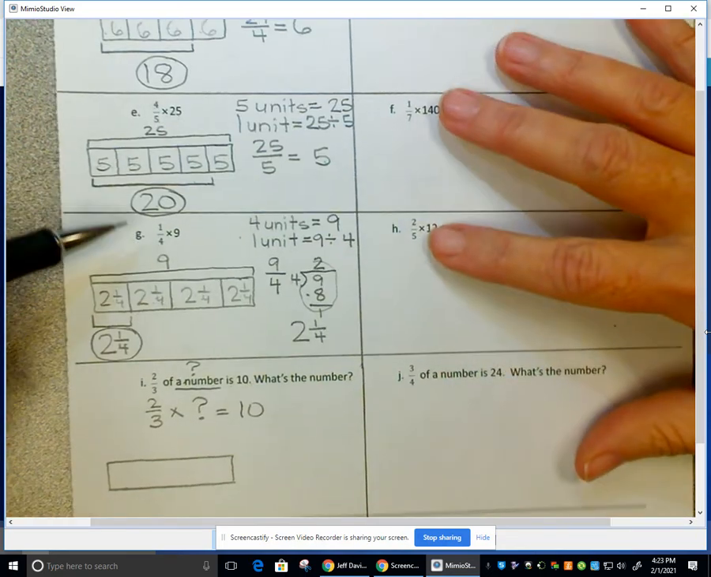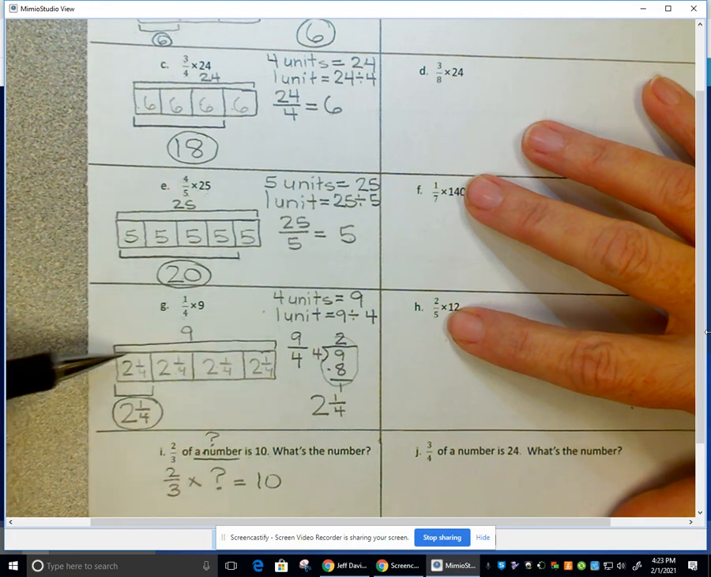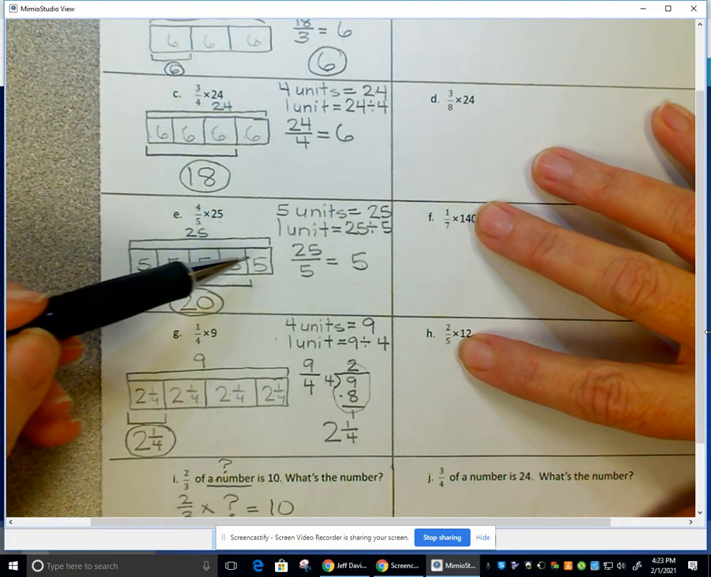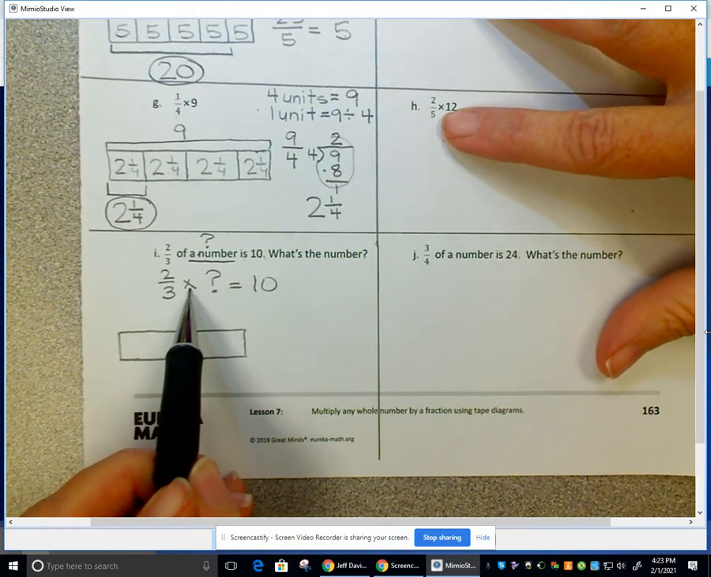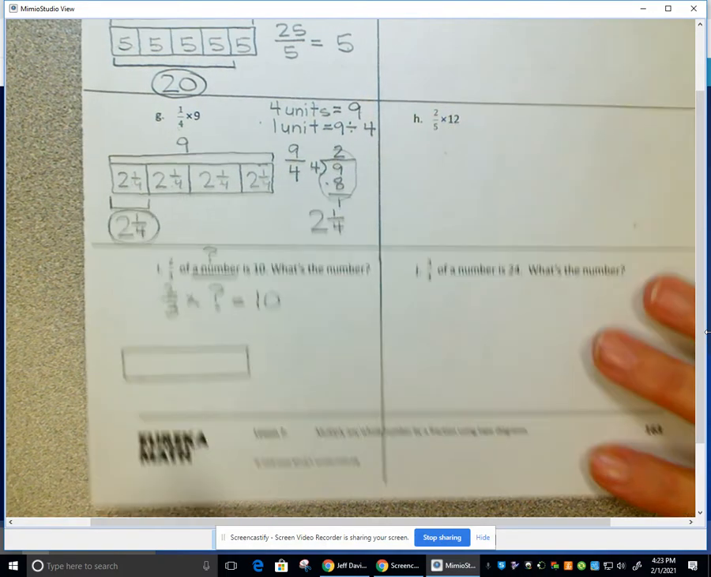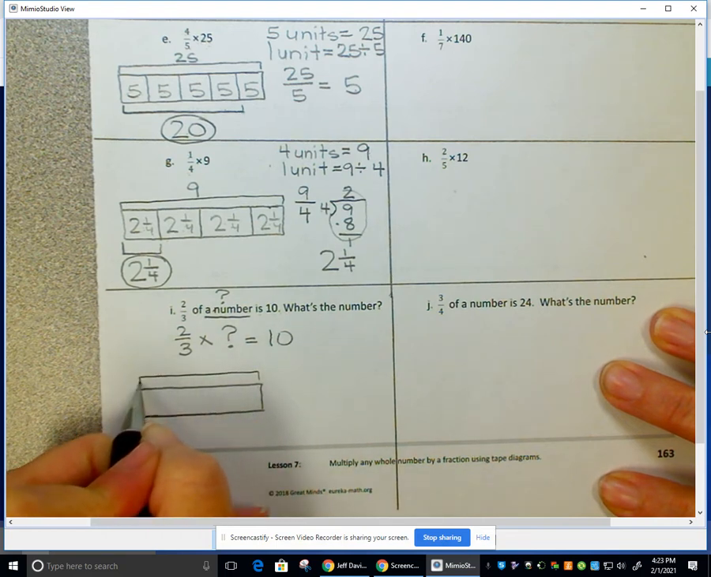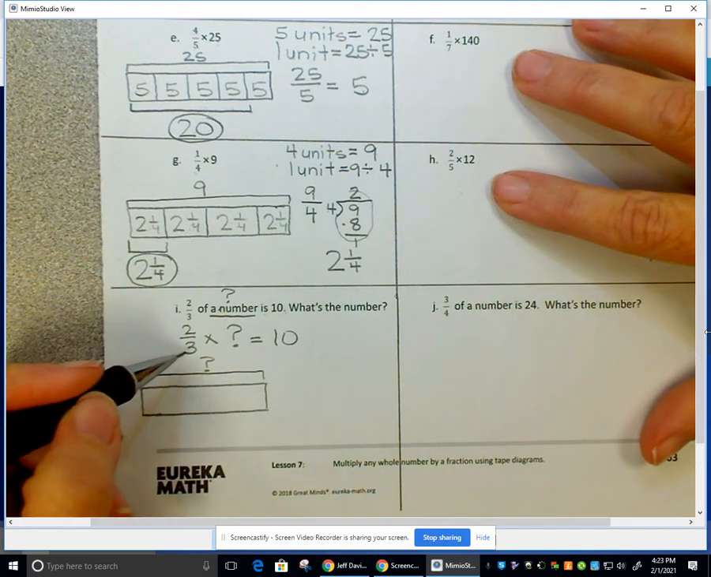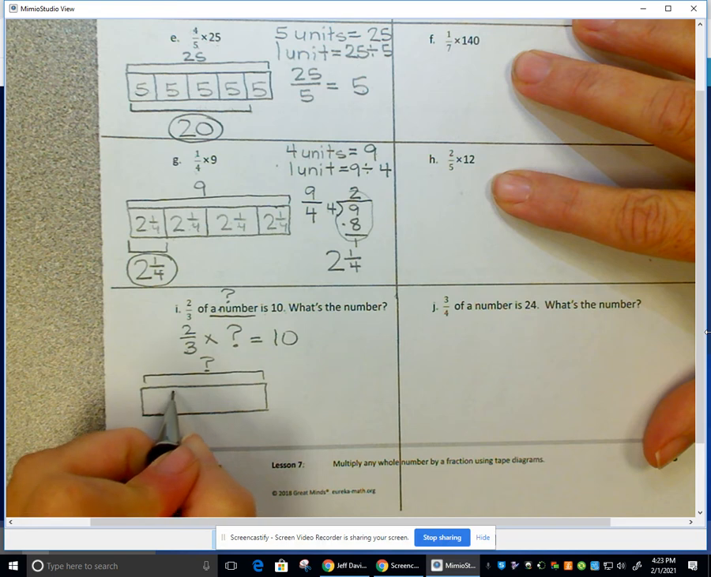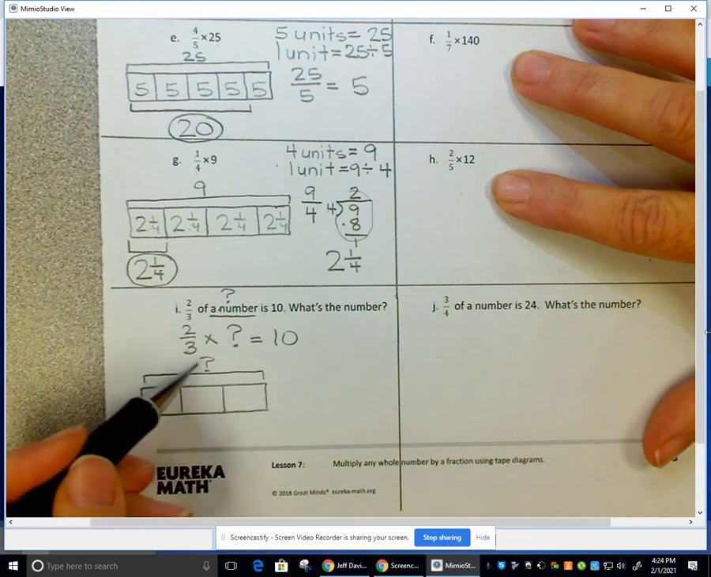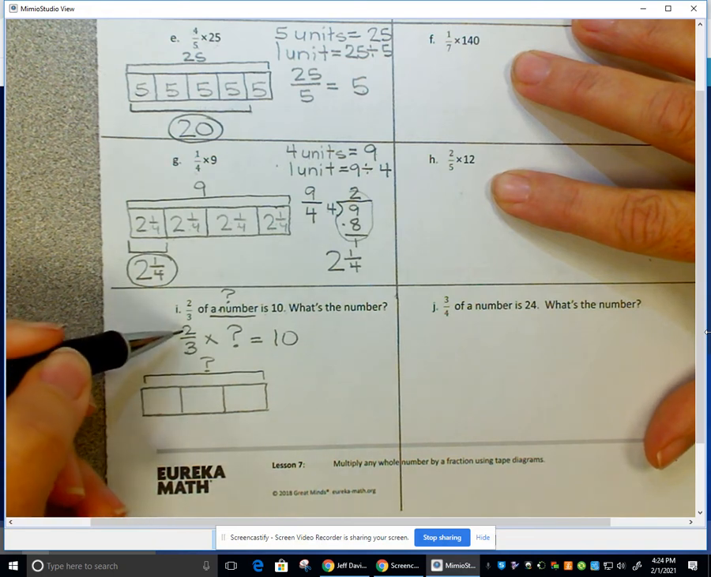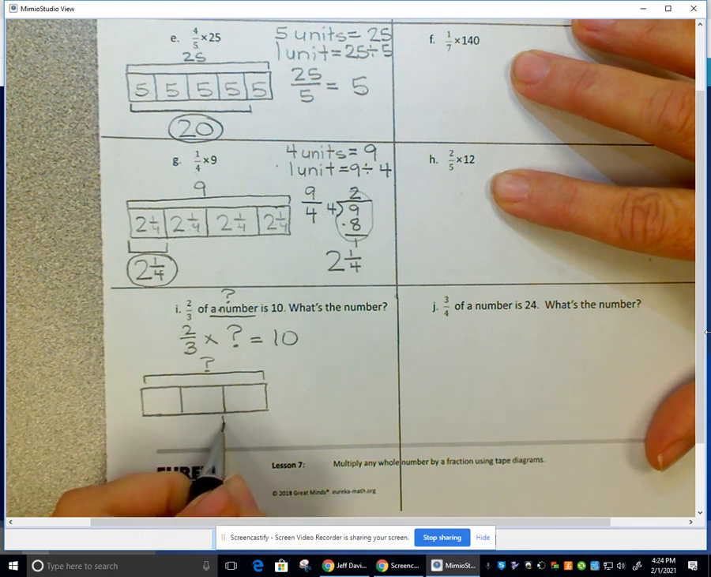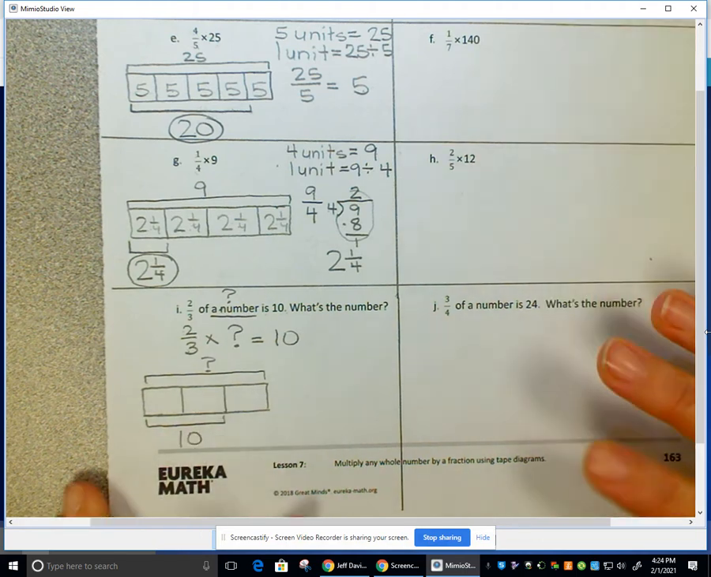See up here, 1/4 of 9, that was what my whole was. 4/5 of 25, 25 was my whole. 2/3 of, our whole is a mystery. So we could say our whole is a mystery right now. But we know that it's in 3 parts. So let's third this. We know this is in 3 parts, and we know 2 of the 3 parts equal 10. Hopefully this is coming together for you.